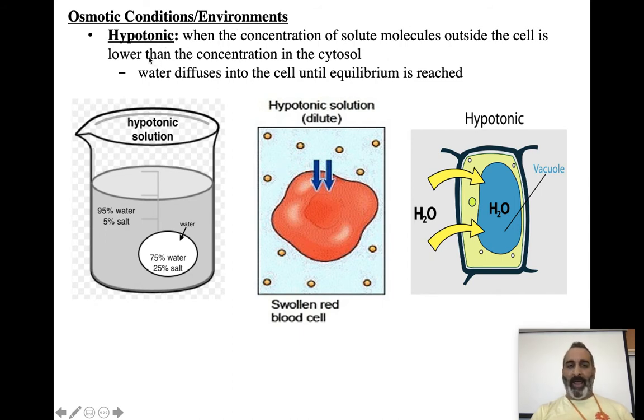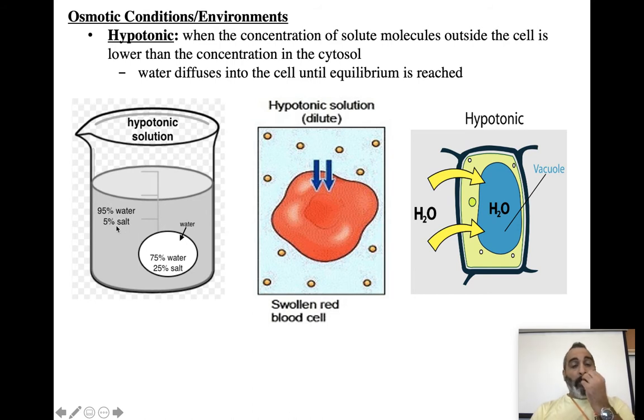So let me repeat that. Tonic means solute, and in this case, we're talking about salt. Hypo means low. Lower solute is on the outside. So let's look at this picture. 25% salt on the inside, 5% salt on the outside. The salt on the outside is lower. Hypo means lower. Tonic means solute. You have a lower solute concentration on the outside.